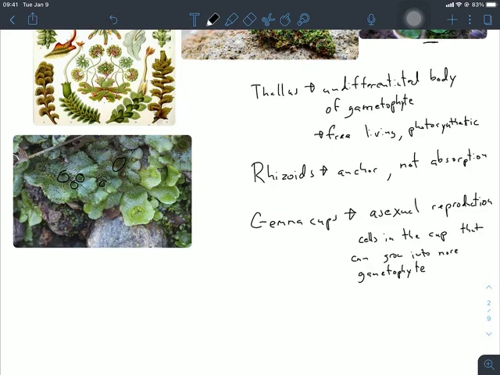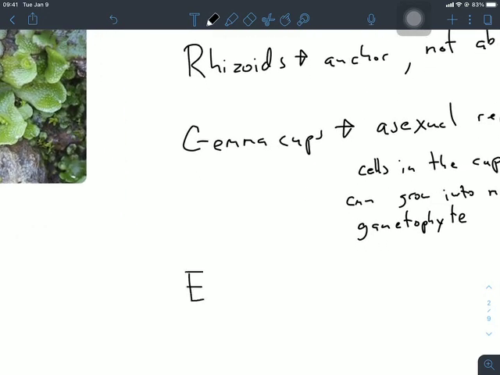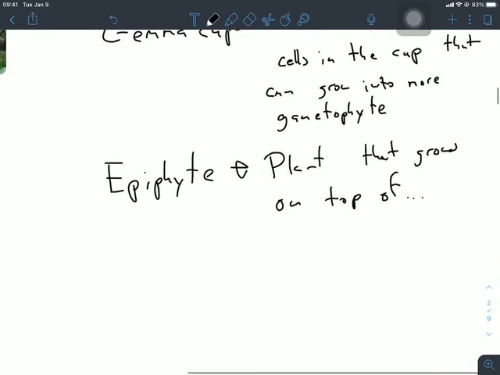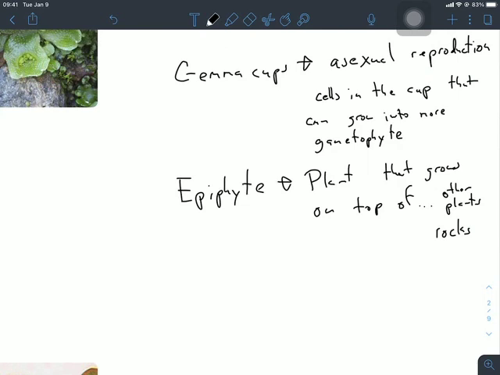Now, oftentimes, all of our liverworts, mosses, and hornworts are considered epiphytes, meaning a plant that grows on top of things. Oftentimes, that plant can grow on top of other plants or things like rocks, where soil is not. They do not have, again, root structures. They have simple rhizoids.